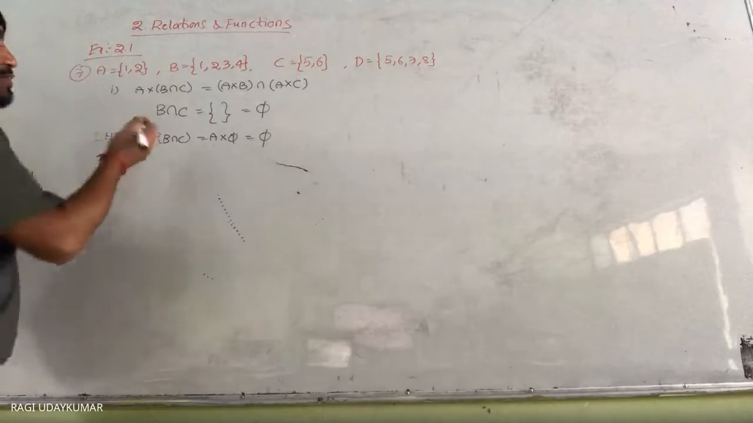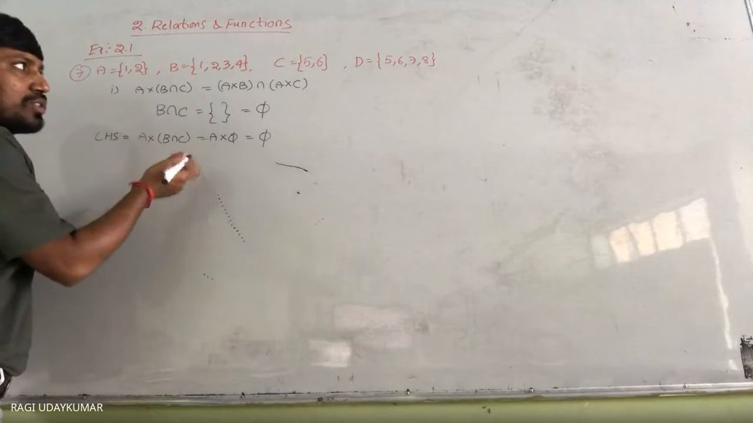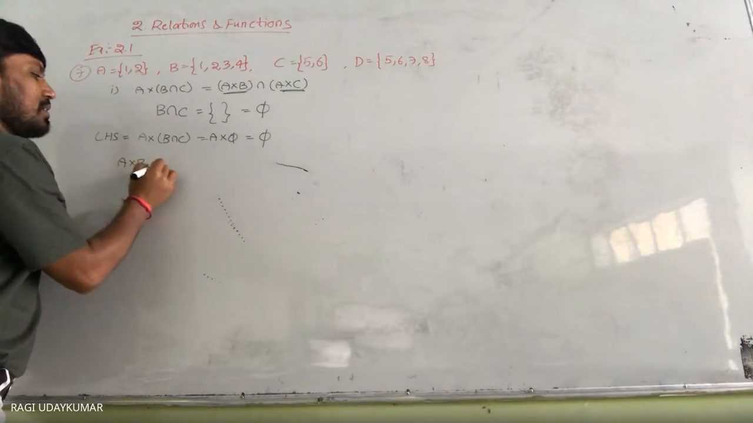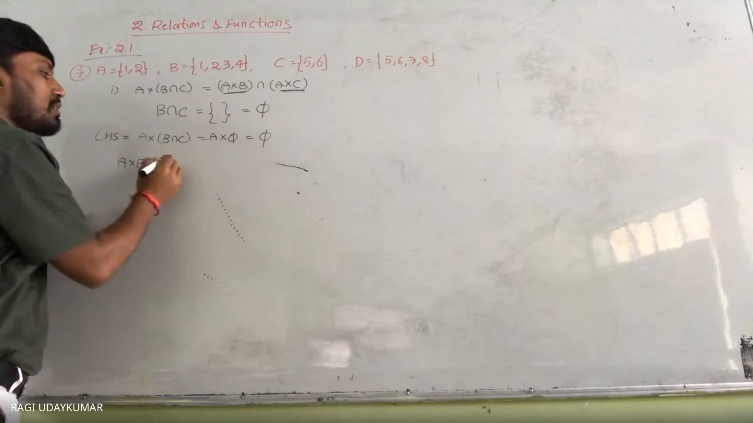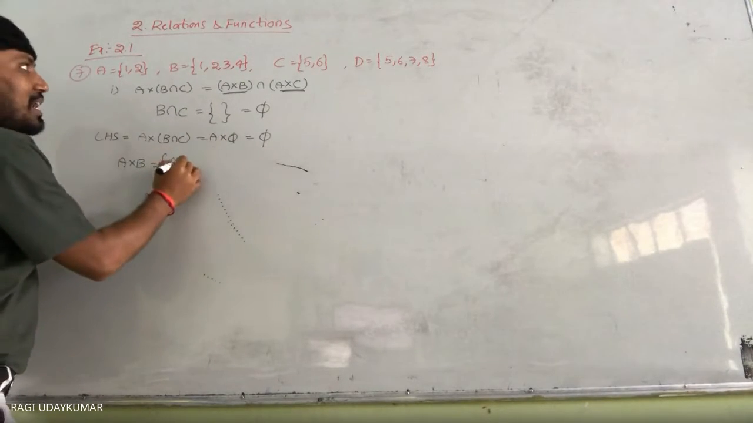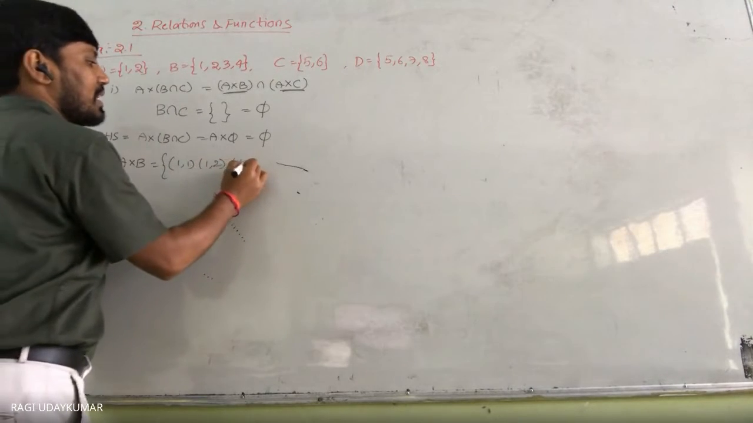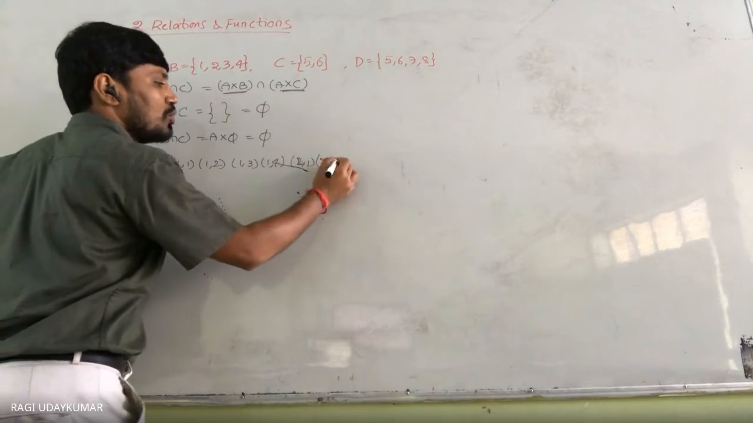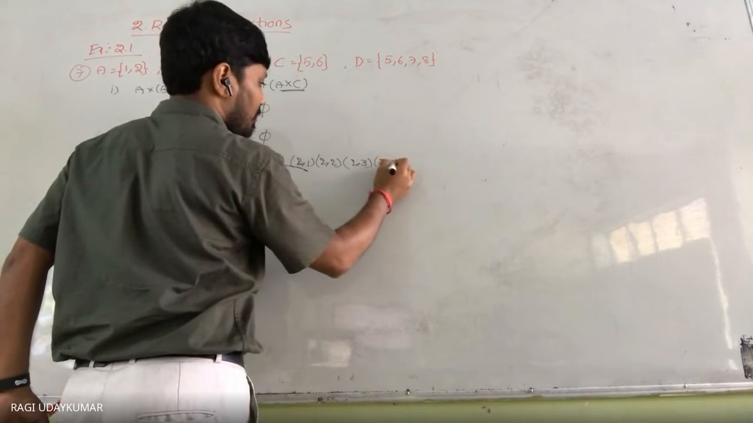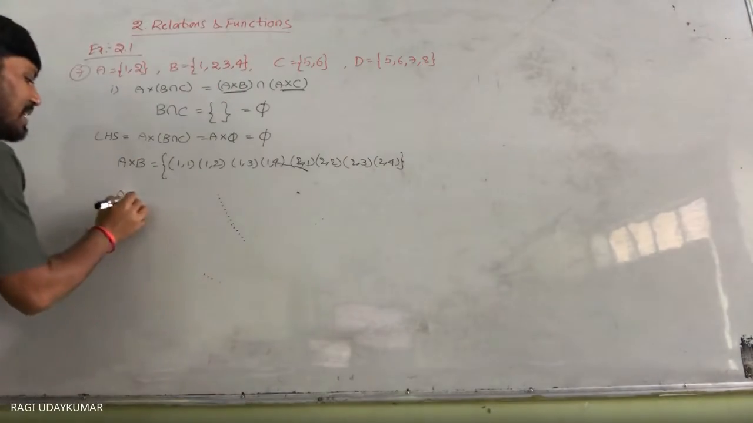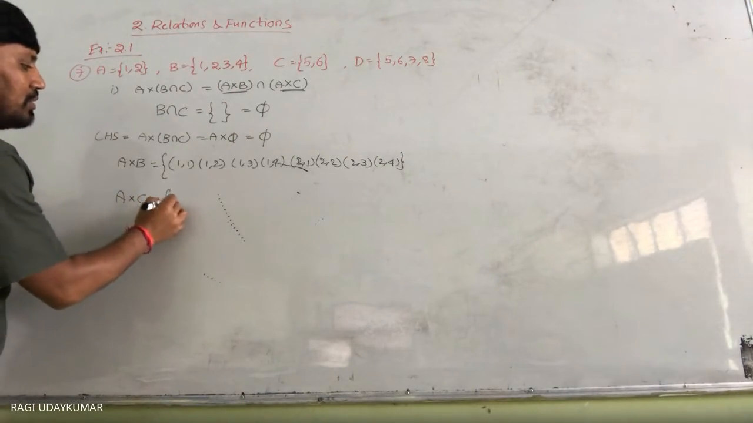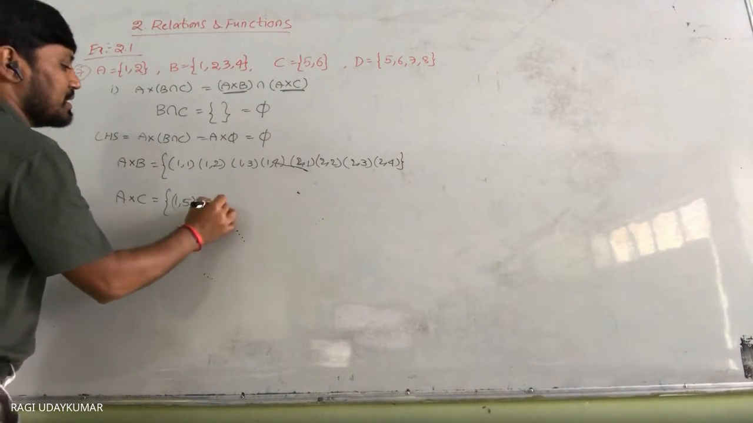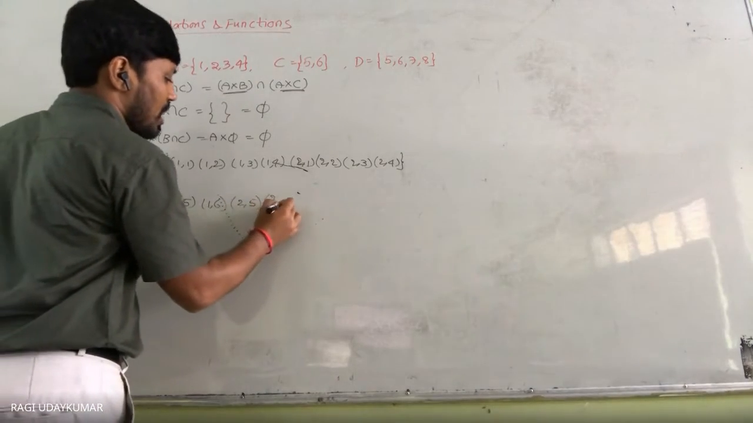Okay. Now RHS. Before finding the RHS, you need to find A cross B and A cross C individually. Find A cross B: the Cartesian product of these two. You are going to get a very big set: 1, 1, 1, 2, 1, 3, 1, 4, 2, 1, 2, 2, 2, 3, 2, 4. This is A cross B. In the same way, find A cross C. A and C: 1, 5, 1, 6, 2, 5, 2, 6.